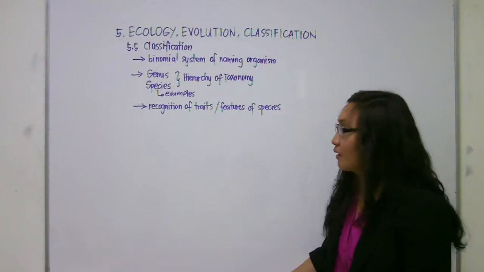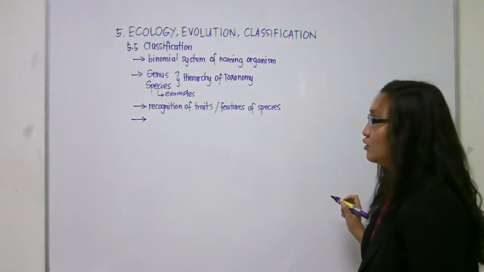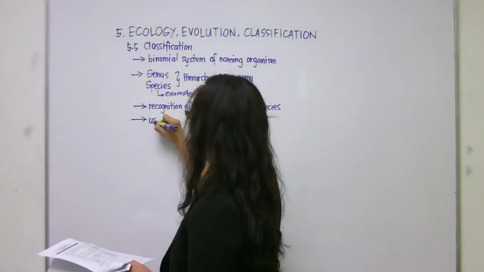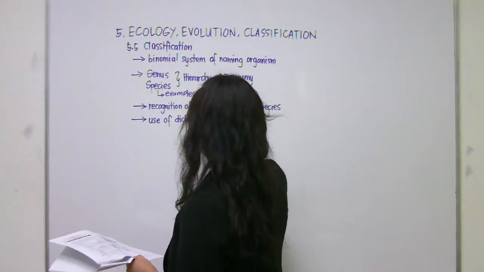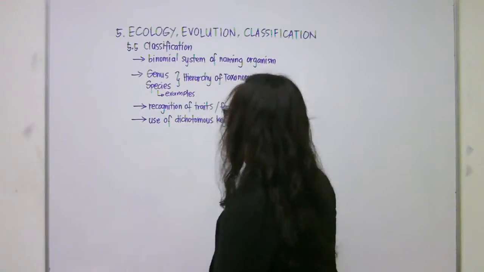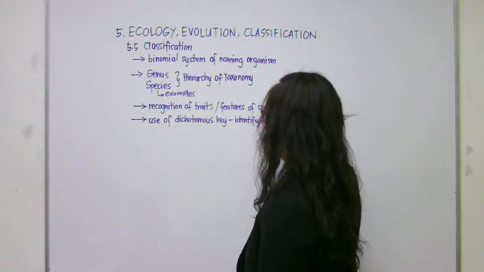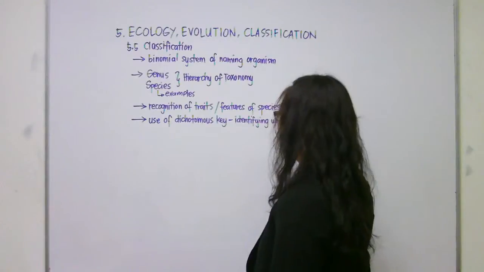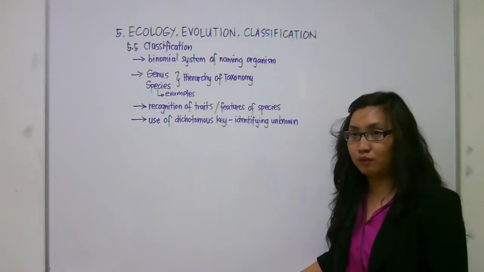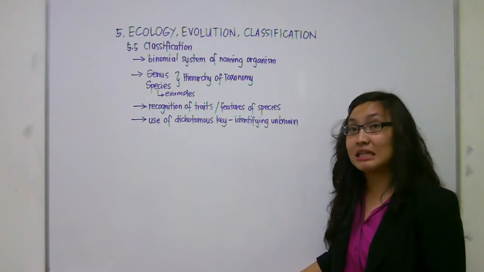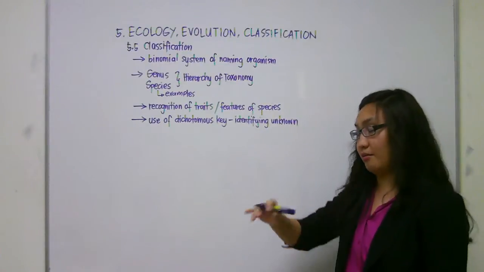When they're able to recognize the traits, the next area that they need to work on is the use of a dichotomous key. A dichotomous key is basically a method of identifying unknown organisms. In exams, there are several questions where students are just given a photo of the organism, and they just need to depend on the characteristics of the organisms that are being compared.